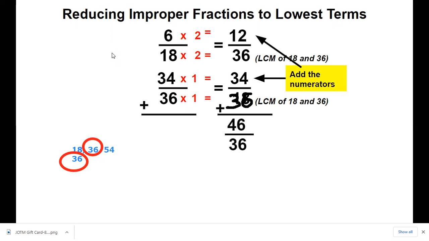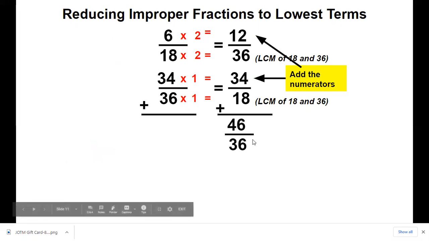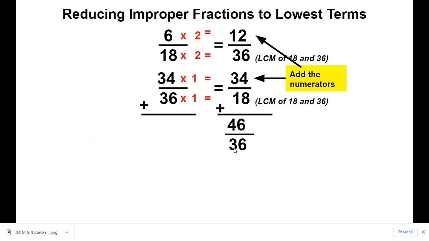Okay? Now, notice we have an improper fraction right here, and we can reduce it. So we're going to find the greatest common factor of 46 and 36. So let's see. Well, 1 times 46.